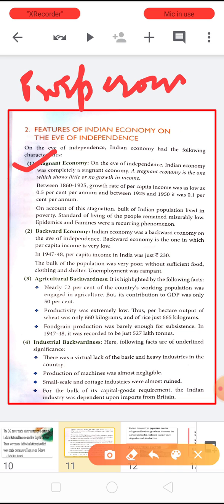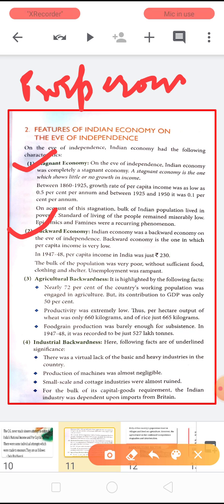On account of this stagnation, children, the bulk of the country's population lived in poverty, and the standard of living of the people remained miserably low. Epidemics and famines were a recurring phenomenon. So, just because of low per capita income, a country's economy is considered a stagnant economy. Next, children, is the backward economy.